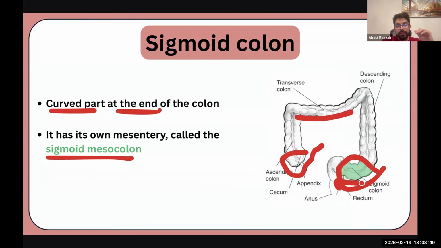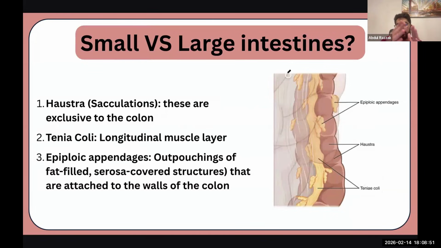Now, how do you identify or differentiate the small versus large intestines? We already said 2 features. The first one are haustra, circulations, that are very exclusive to the colon, تمام? You can't see them in any other organs. The second one are teniae coli, which are the longitudinal strands of outer longitudinal muscle, تمام?